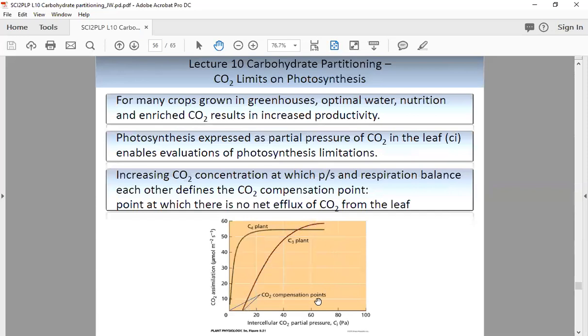What else can we see here? In C4 plants, the carbon dioxide (CO2) compensation point is 0 or nearly 0, which reflects their very low levels of photorespiration. And in C3 plants, the carbon dioxide compensation point is about 10 pascals, and this reflects carbon dioxide production because of photorespiration, which causes a loss of CO2. So just some interesting features regarding carbon dioxide pressure.